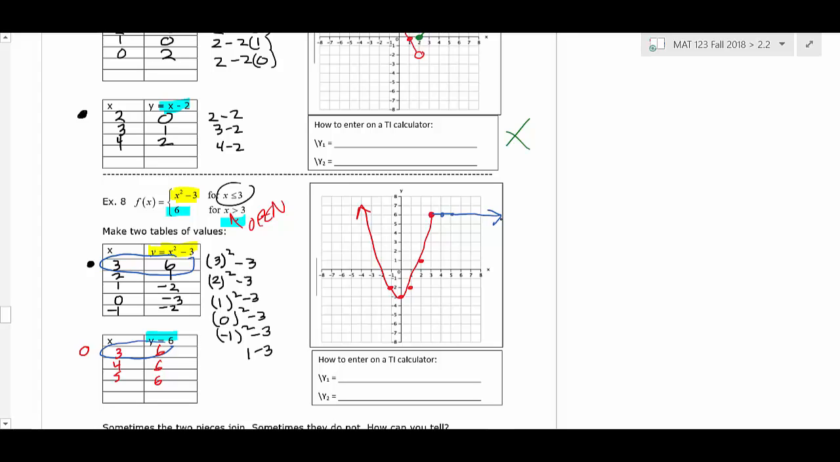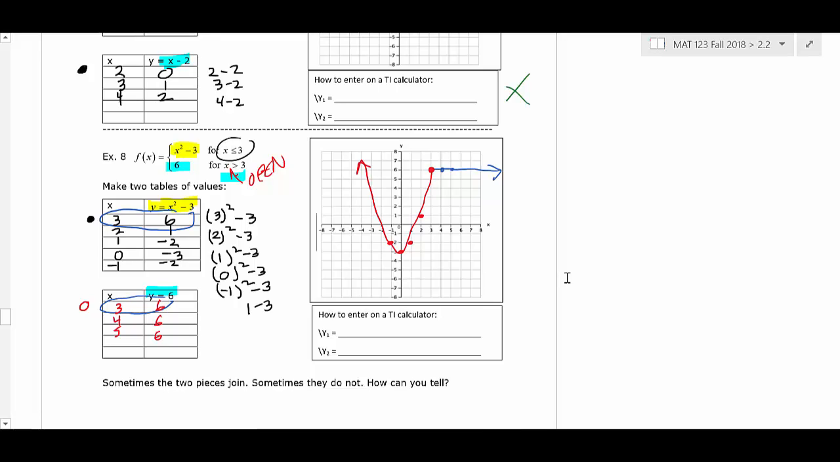So what you end up having is the parabola for everything to the left of 3. Then you've got that horizontal line to the right of 6. Does that make sense? A lot of students really struggle with piecewise functions, but if you methodically do your tables of values, then you can be okay. Any questions? Okay. All right, so let's see.